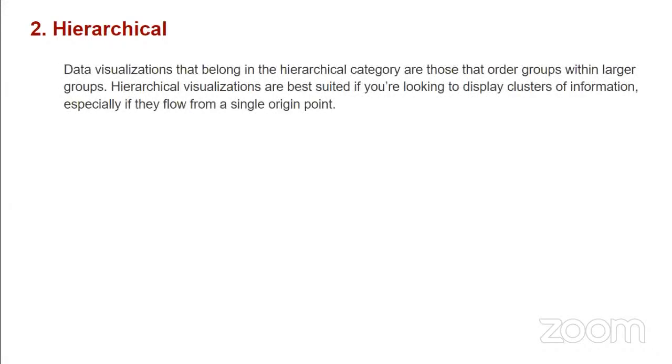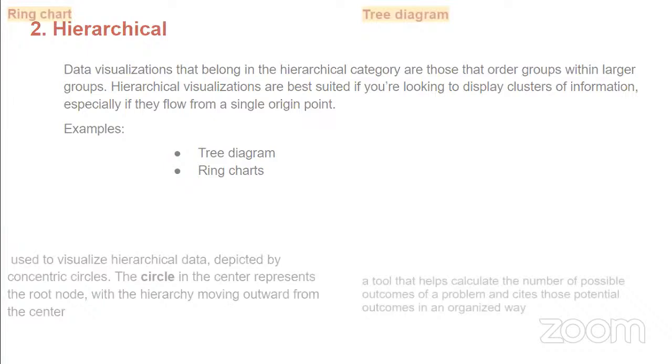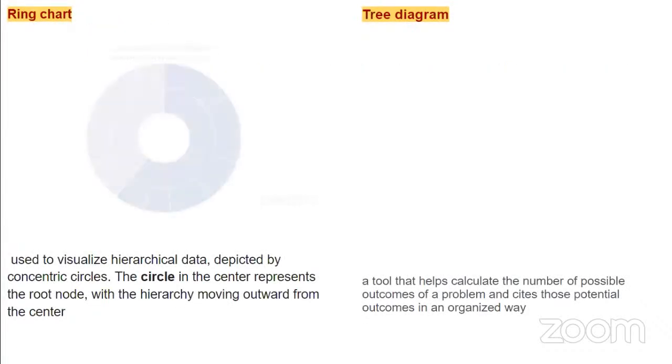So hierarchical is a data visualization that belongs in the hierarchical category, in that it orders groups within larger groups. They are best suited if you are looking to display clusters of information, especially if they flow from a single origin. So what we are doing is creating a hierarchy of data visualizations. We are explaining the difference in the groups and subgroups that constitute the data that we have. Examples include tree diagrams and ring charts. So we're going to look at each of them.